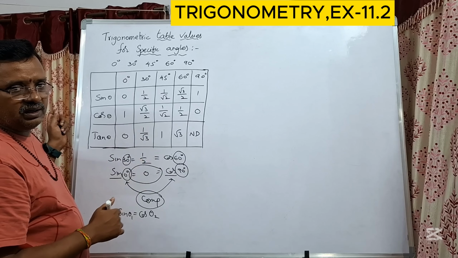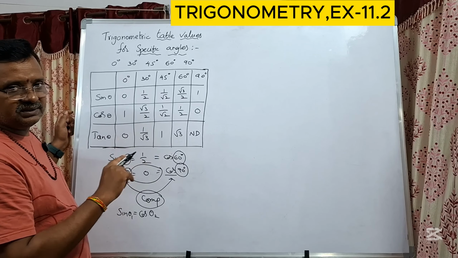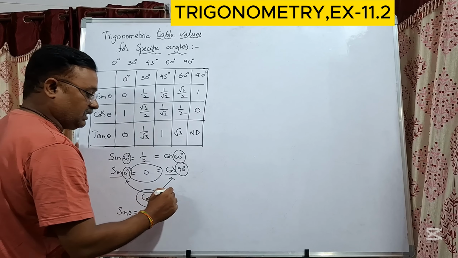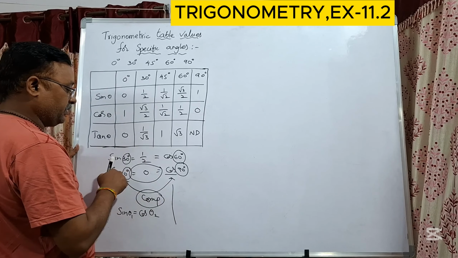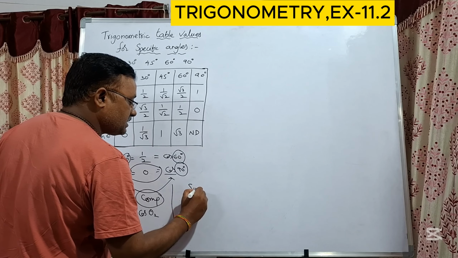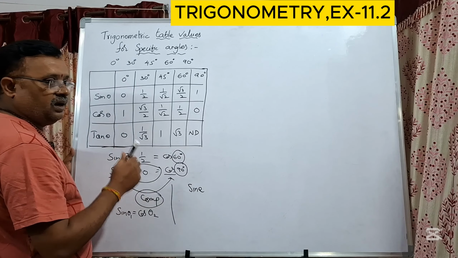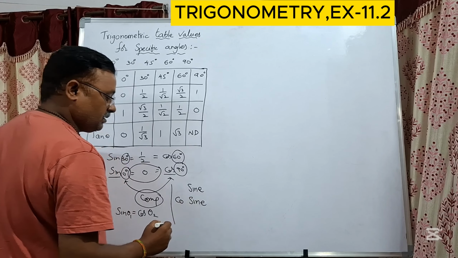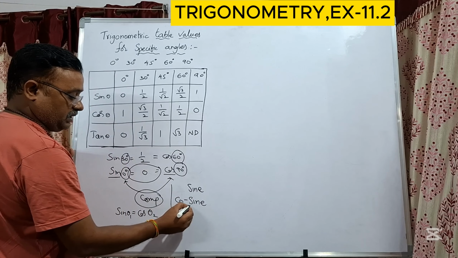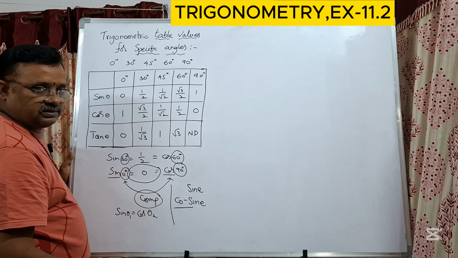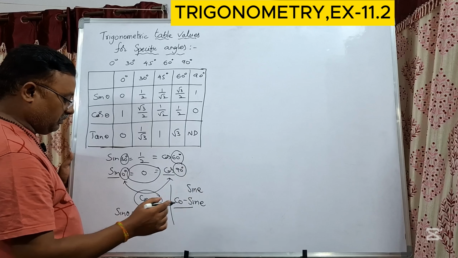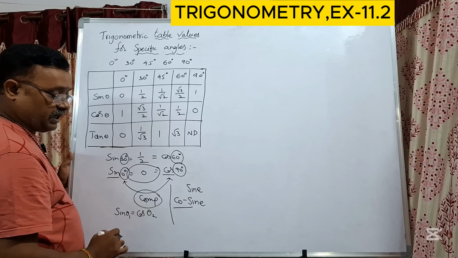That's why those are called complementary functions. In the previous class I already told you, sine's original name is sine, and cos's original name is cosine, but that is taken as cos. So sine and cos are giving equal values for the complementary angles.